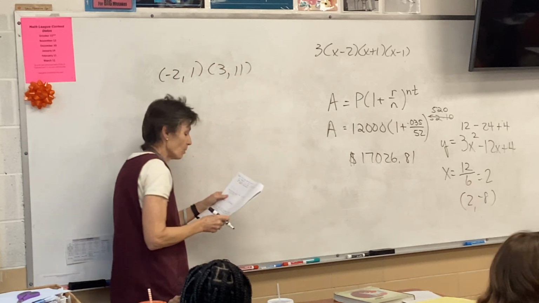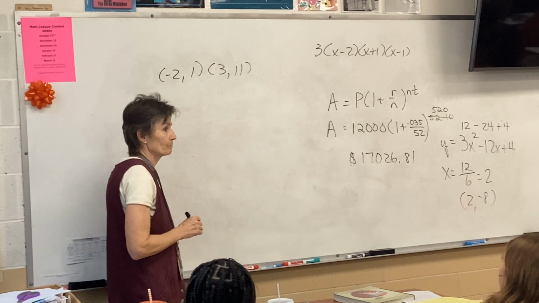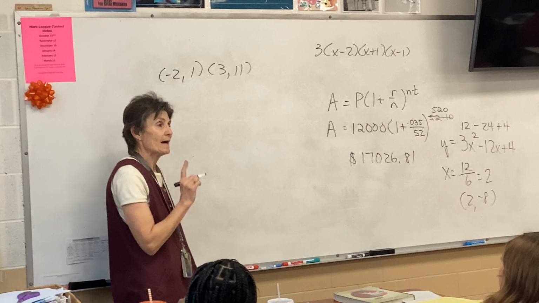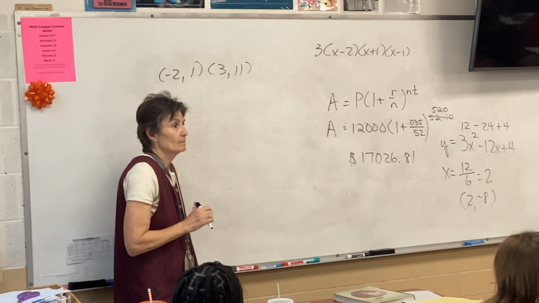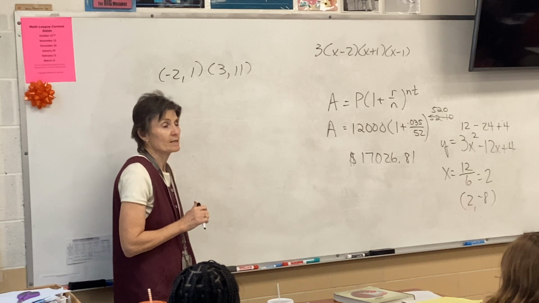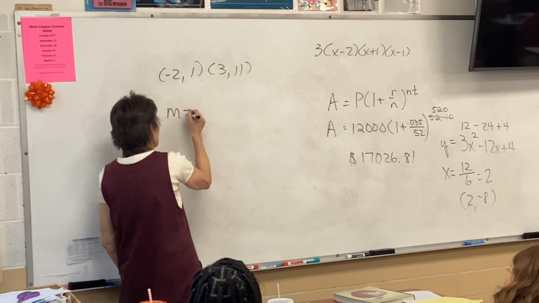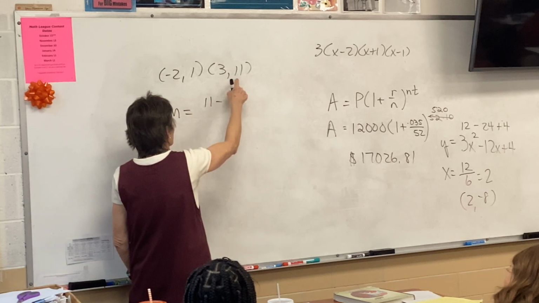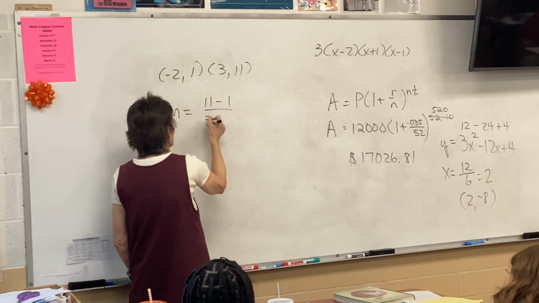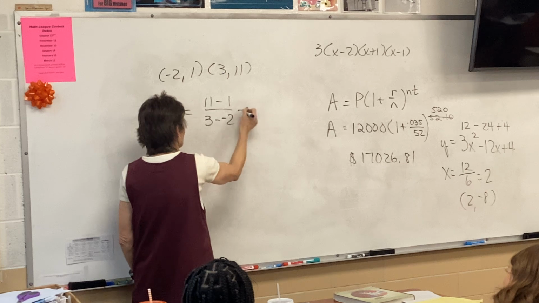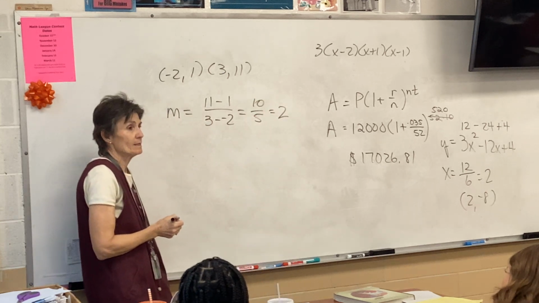How do we write the equation of a line? Y equals A times B. No, that's an exponential. Oh, y minus y1 over x2 minus x1. Get the slope. First, I find the slope, and I find the slope by doing 11 minus 1, or y minus y, like you said, over x minus x. 10 over 5. So it looks like my slope is 2.